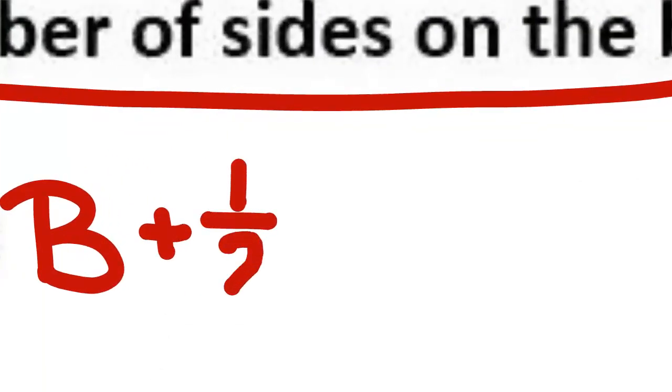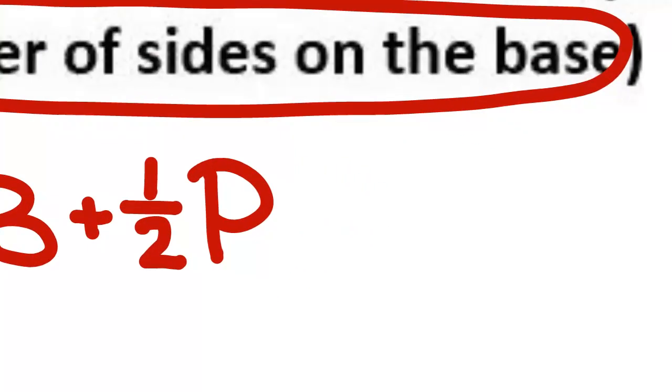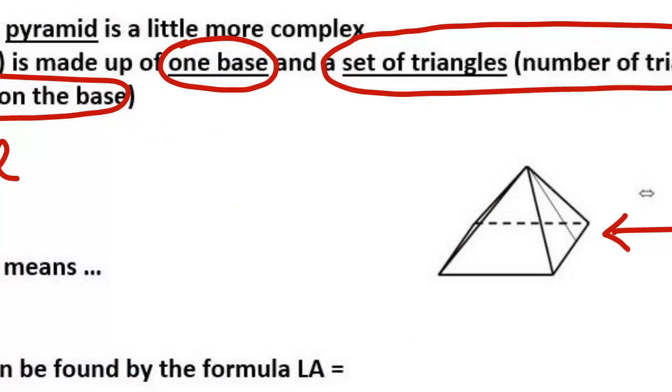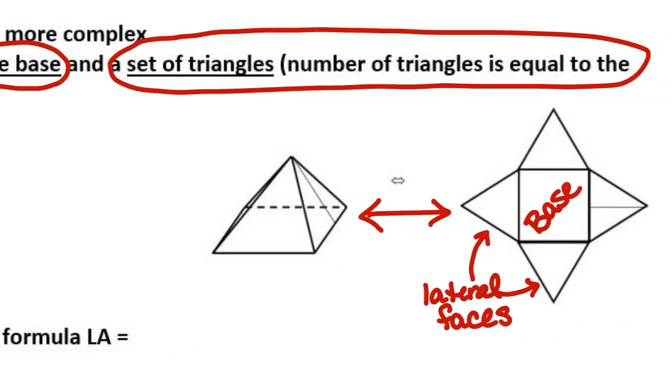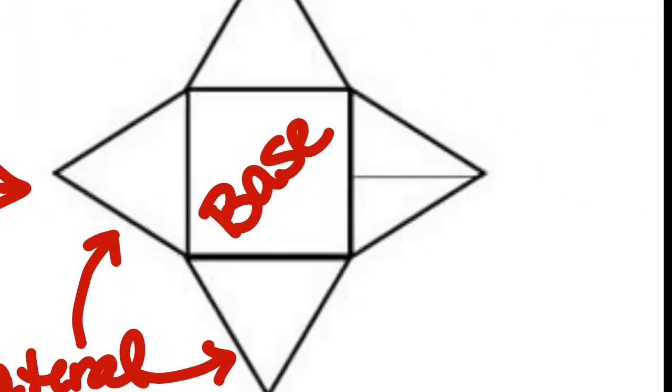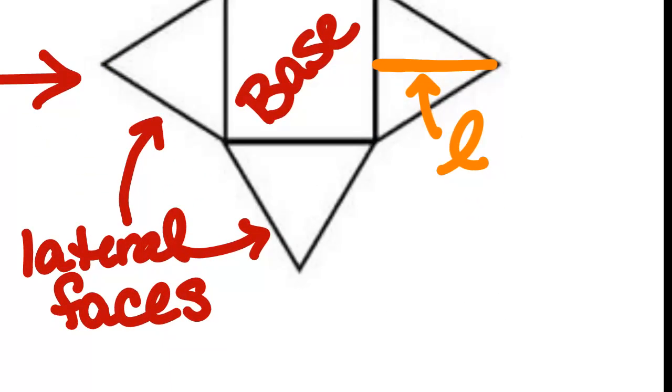They're all triangles, so 1/2 P cursive L. What do you think the P stands for? Perimeter of the square. Yes, perimeter of my base. What's the cursive L? The slant height, which is the height of my triangle. This right here would be my slant height.